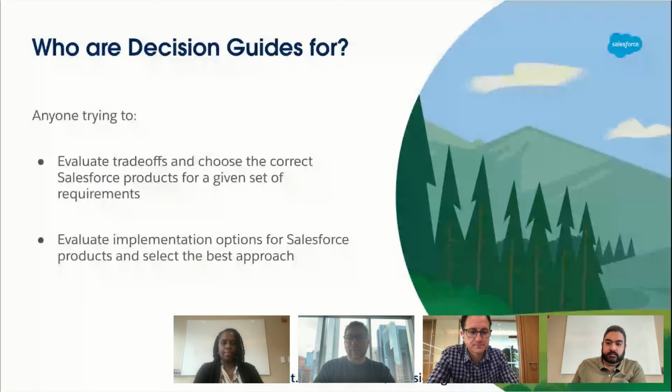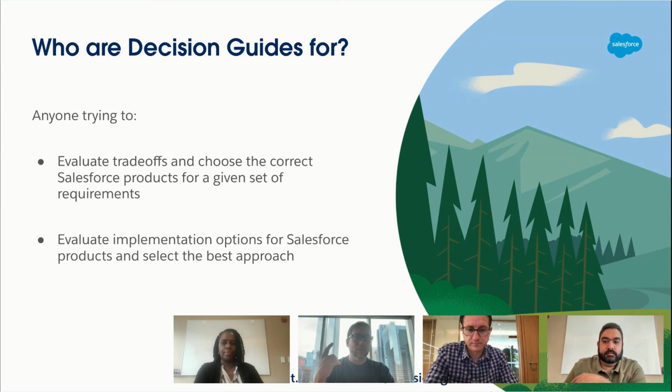Well, that's anybody that is trying to evaluate trade-offs and choose the correct Salesforce products for a given set of requirements. So probably by the time you're getting ready to look at a decision guide, you know what it is that you're trying to do at a high level, but you're still trying to get a little bit more information about, okay, what specific features do I need to really be thinking about? And why would I want to be going in a certain direction? Are there any real key considerations that I need to know about that maybe I haven't thought about? All of that information you'll find in the decision guide.